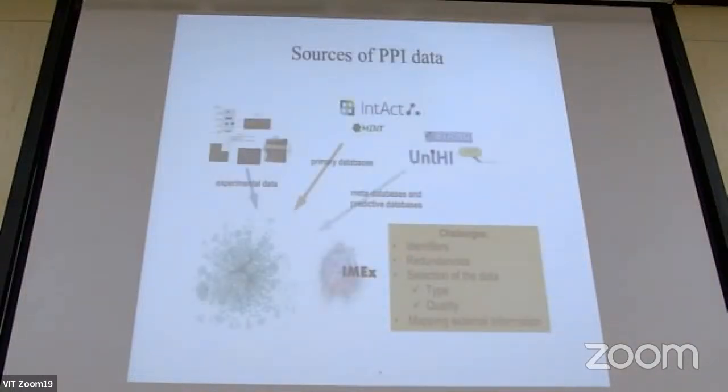Okay, so sources of PPI data: we have experimental data, databases like IntAct that feed in, and meta databases and predictive software which can feed in data, and we have IMEX. IMEX is the International Molecular Exchange Program. They collect protein-protein interactions from experimental data, primary data, and metadata. They don't identify interactions separately; it's just a collection. So that will also feed into the protein-protein interaction collection.